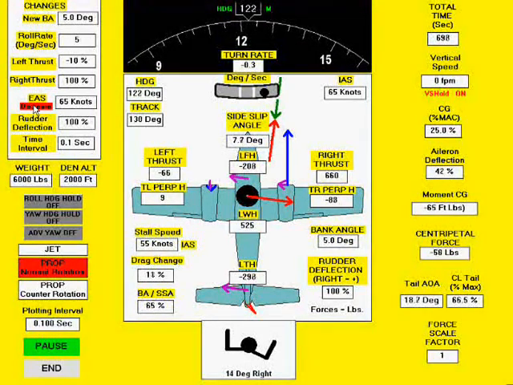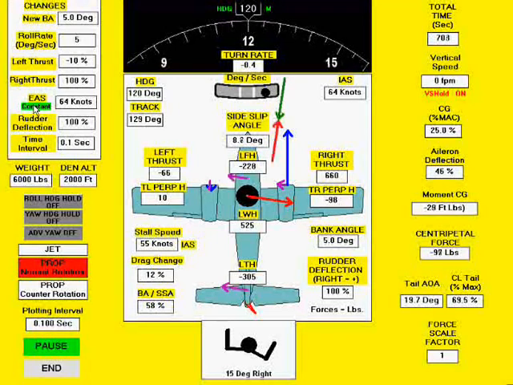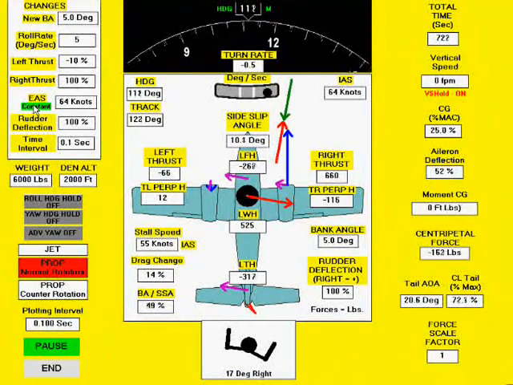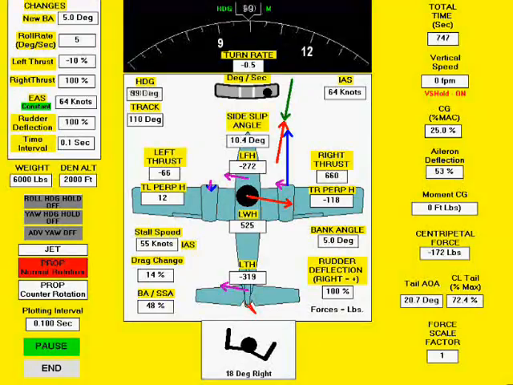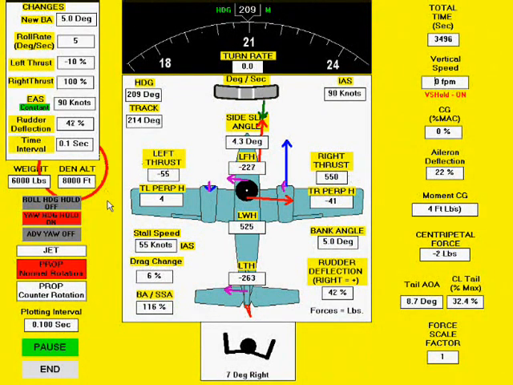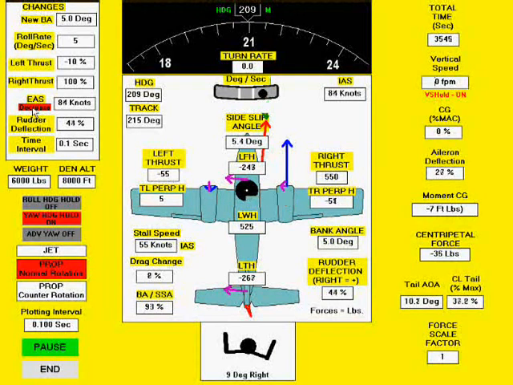At full rudder deflection, we observe the heading begin to change. We would then recover by lowering the nose and reducing thrust on the right engine. Now let's repeat the VMC demonstration at a new location. We took off from an airport located at 3,000 feet and climbed to 5,000 feet, where the temperature was 84 degrees. Density altitude is 8,000 feet. Slowing down, we again maintain heading with increasing right rudder pressure.